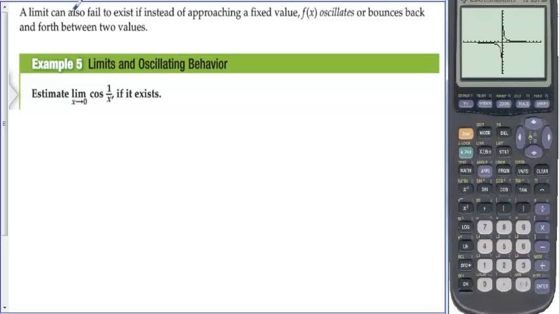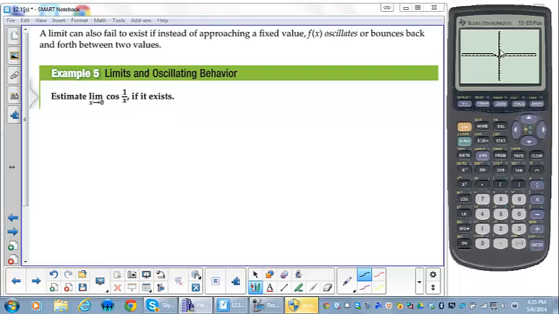A limit can also fail to exist if, instead of approaching a fixed value, f of x oscillates or bounces back and forth between two values. Let's graph cosine of 1 over x. And we'll look at the graph. When we are zoomed out, everything appears to be somewhat normal when it dips down, but let's zoom in.